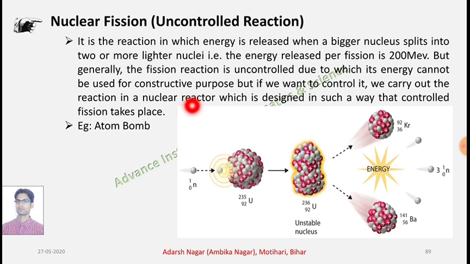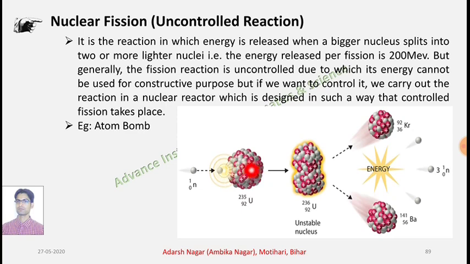Okay. For example, take the atom bomb. In an atom bomb, the energy is released when the nucleus splits into smaller ones, and lots of energy is released, and that energy is uncontrolled. So how does it take place in a nuclear reactor? We will see in the next slide. Now here you can see the image.